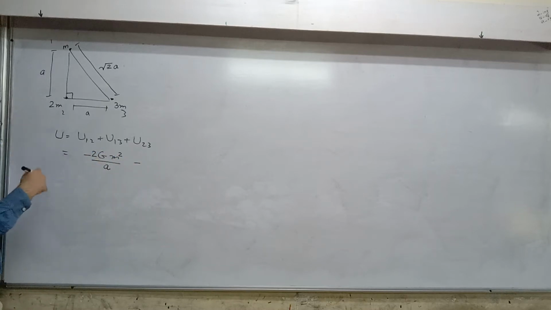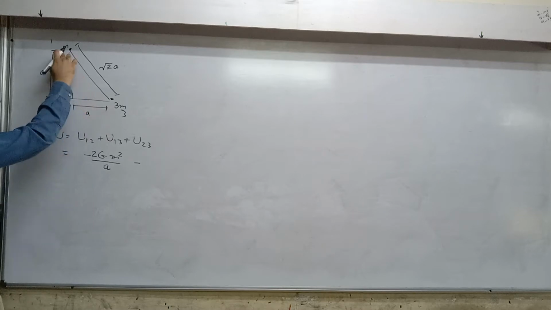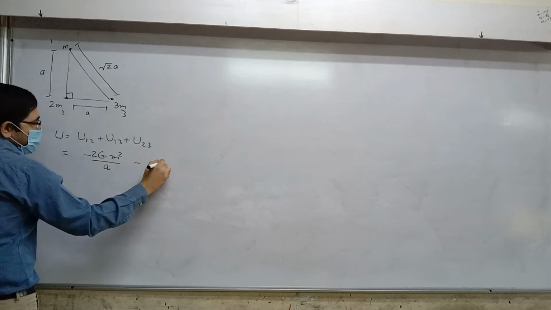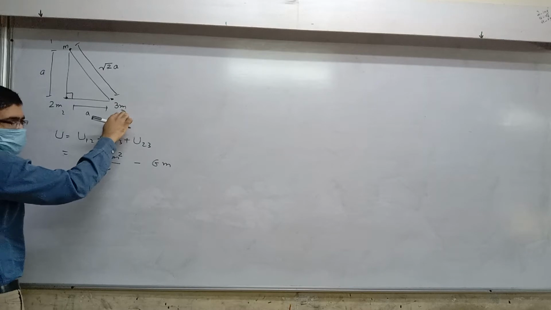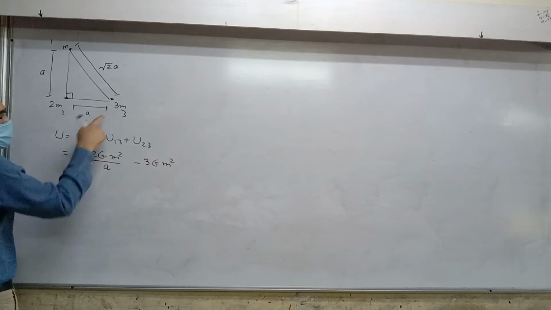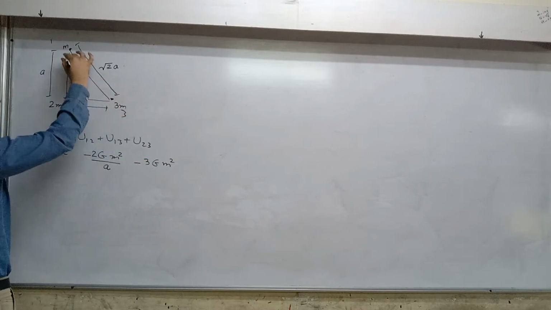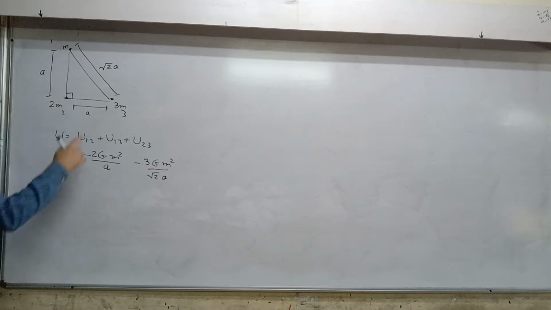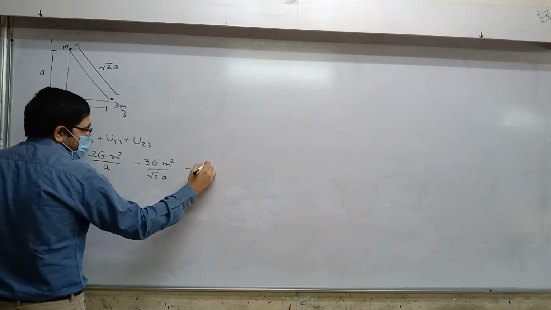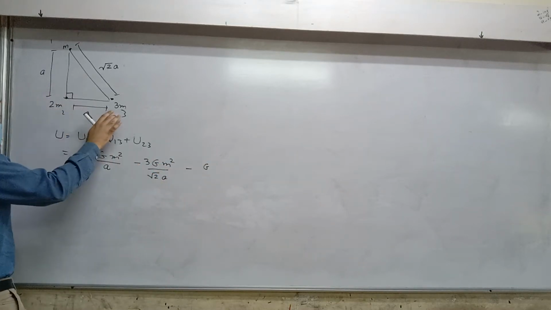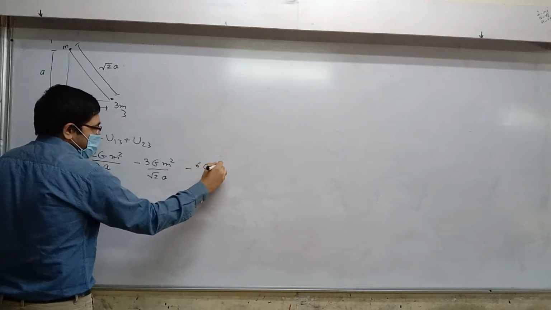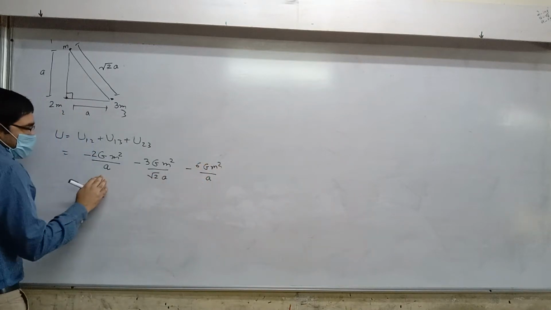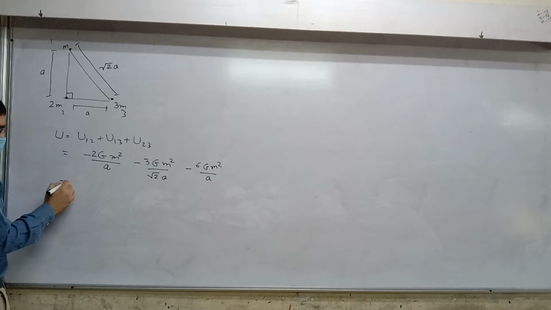Minus, now U13 is also 1 with 3, so minus G m into 3m. But then the distance is now not a but root 2 a in the term. And then this one, a similar term comes, that is minus G 2m 3m, that is 6m squared divided by a. So you can easily add these two if you want, right?